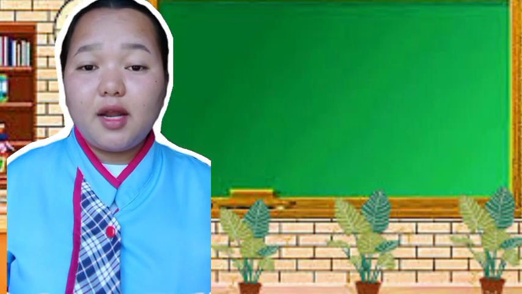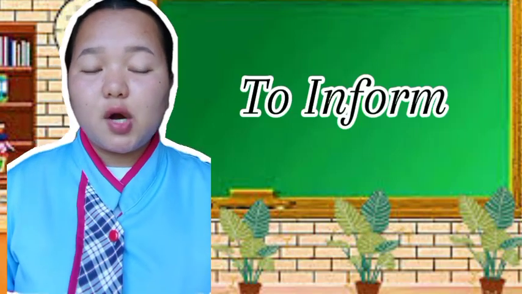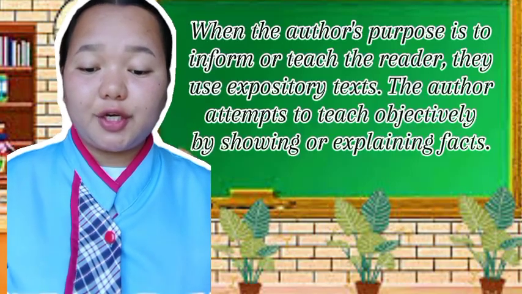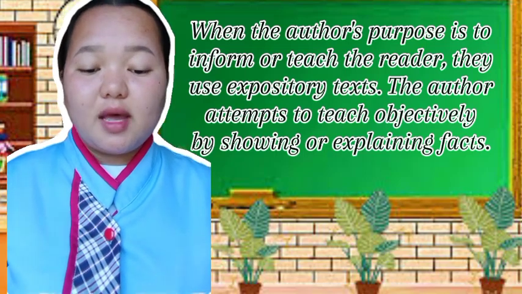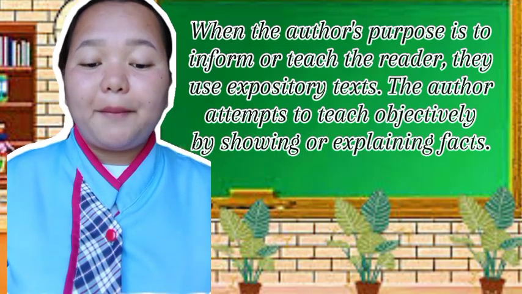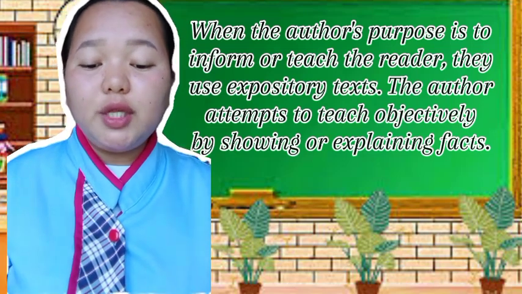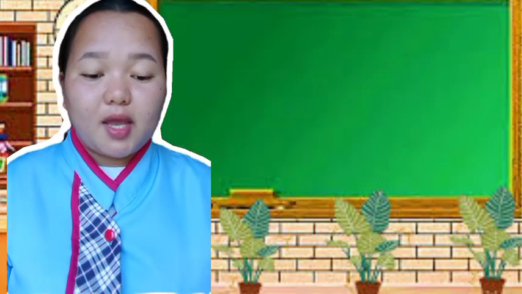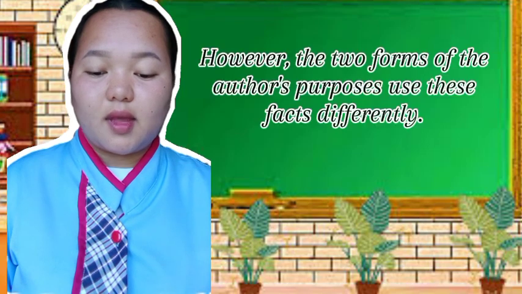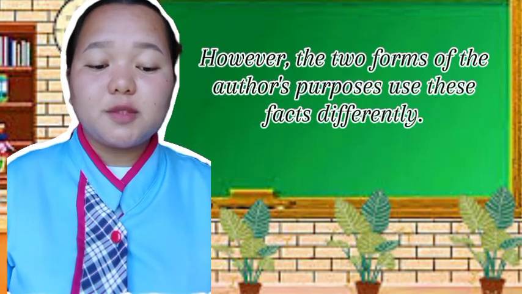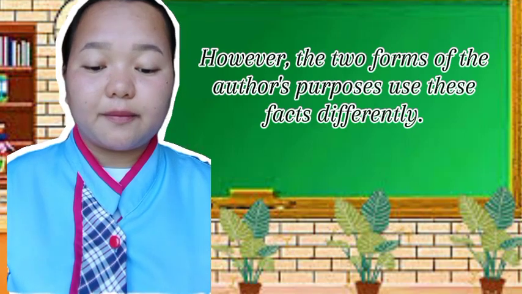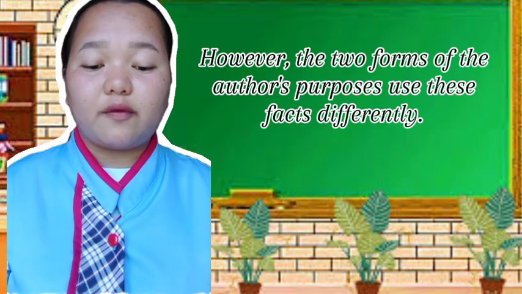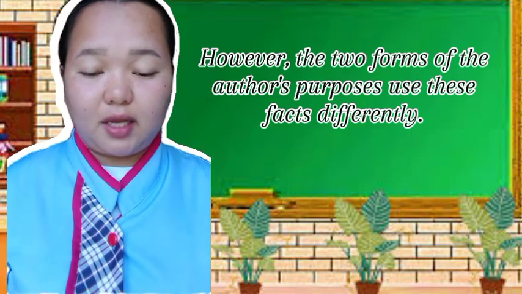So another purpose of writing is to inform. When we say to inform, when the author's purpose is to inform or teach the reader, they use expository writing. The author attempts to teach objectively by showing or explaining facts. So when you look at informative writing and persuasive writing, you can identify the common theme, the use of facts. However, the two forms of the author's purposes use these facts differently. There are different uses of informative writing and persuasive writing.